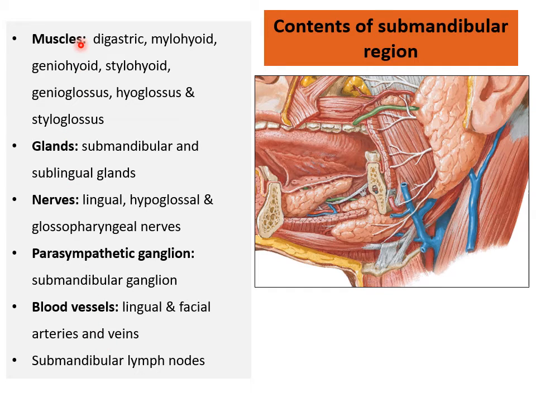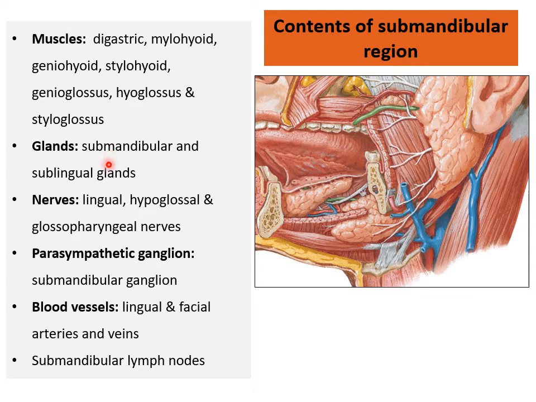First, there are muscles in this region. What are those muscles? Digastric muscle. As you know, it consists of two bellies, that is why it is named digastric. Mylohyoid muscle, geniohyoid, stylohyoid, genioglossus, hyoglossus and styloglossus. I will try to show all these muscles in the coming slides, and you can also see these muscles in the practical videos.